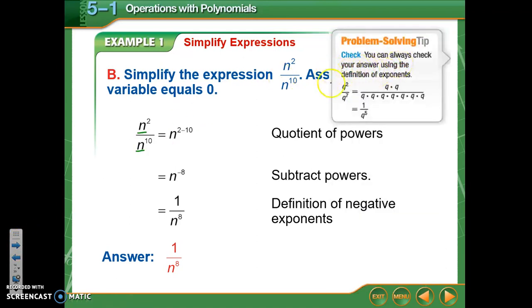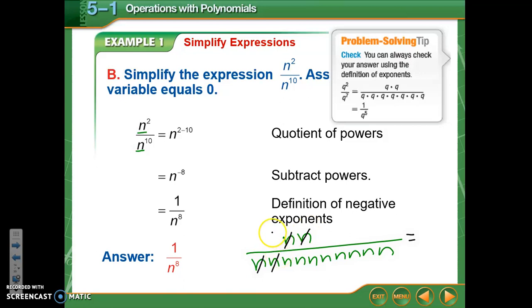Remember, you can always check by writing things out. So if I had wanted to do this a different way, I would have written it out like this. N squared is n times n, and n to the 10th is n times itself 10 times. And then notice when I divide out the common factors, I'm left in the numerator with 1. There's always a 1 multiplied by everything. Over, I have n times itself 8 times in the denominator.